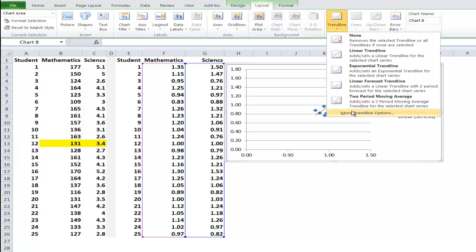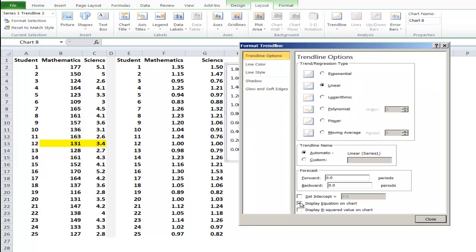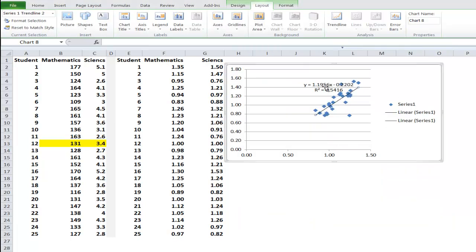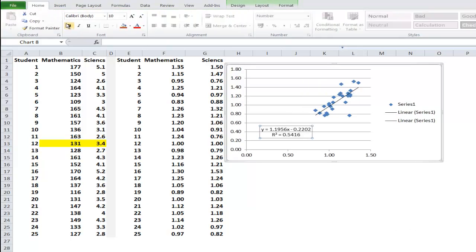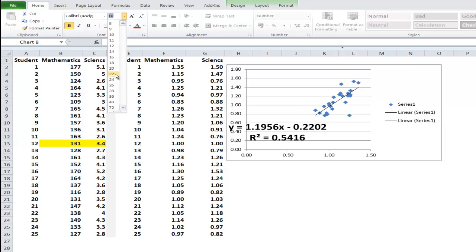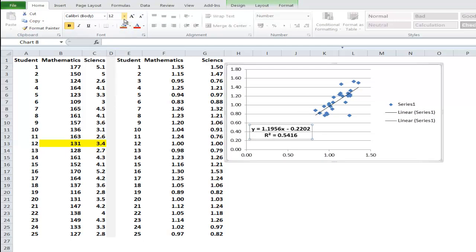We could also go to more Trendline options here. We can insert an equation and the R squared, which is here. I'll make that bigger because it's easier to read. I'll go 14. No, maybe go 16. Right, let's move it across. So yes, we've got a positive sign here. There's a plus in there we don't write down. So there is a gentle upward slope.